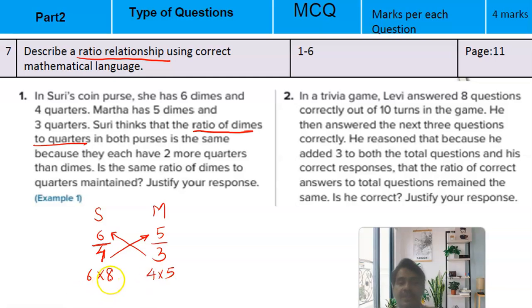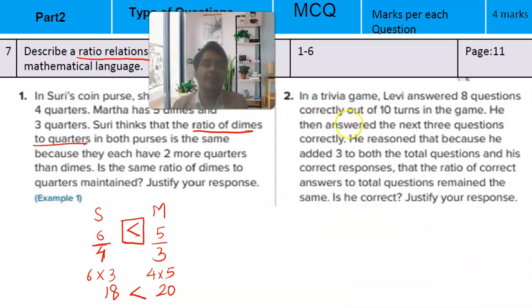6 times 3 is 18. 4 times 5 is 20. So you see very clearly the right side is big. Therefore this is big. The answer is Martha's purse is big. It has a bigger ratio.